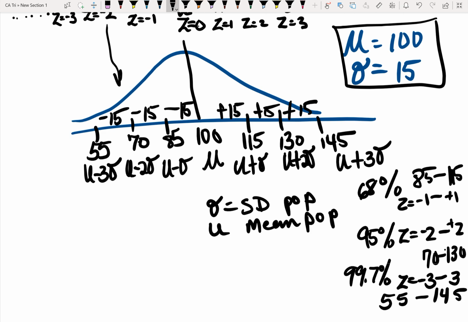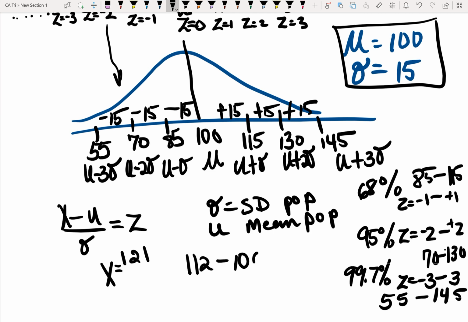So using the z-score, which is the score minus mu over the standard deviation, if your score was say 121 and you want to know what that z-score is, then you would substitute in 121 minus 100 divided by 15. That gives you 21 over 15 as a value, and then you just find out 21 divided by 15, that's approximately a z-score equal to 1.4.